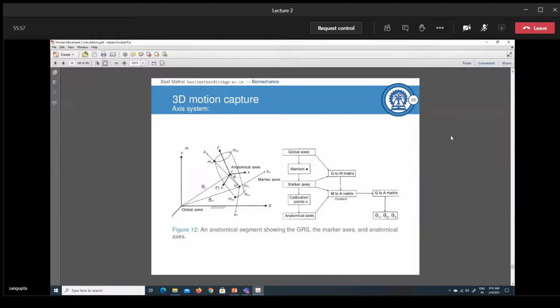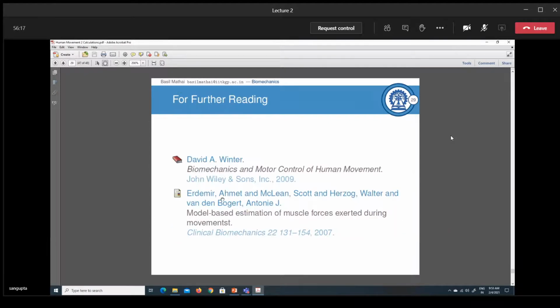So the interconversion of local to global, or connecting one local coordinate system to another local coordinate system, is important. The basic knowledge of robotics in coordinate transformation will be useful. The most important is the textbook by David Winter, which I have already uploaded. You can also refer to a paper, but at this moment it is better to refer to the book, Chapter 5, as I told you, of David A. Winter.